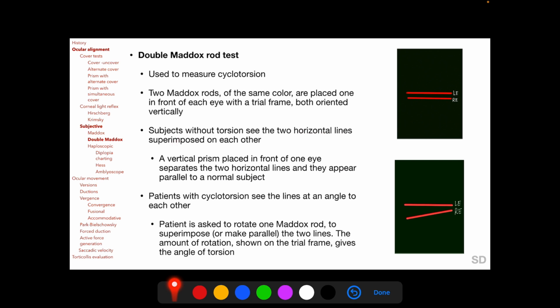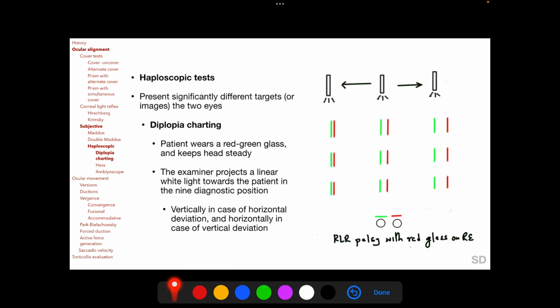For better detection, a vertical prism can be placed in front of one eye, and to a normal subject, the separated horizontal lines appear parallel to each other. But in patients with cyclotorsion, the two lines appear at an angle to each other. The patient is then asked to rotate one Maddox rod to superimpose or make parallel the two lines, and the amount of rotation shown on the trial frame gives the angle of torsion.